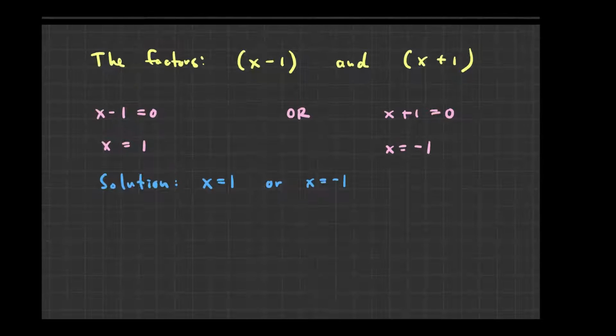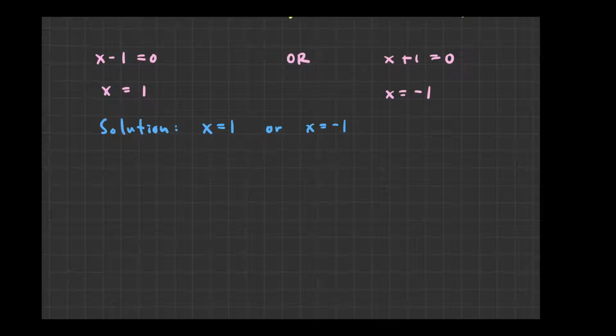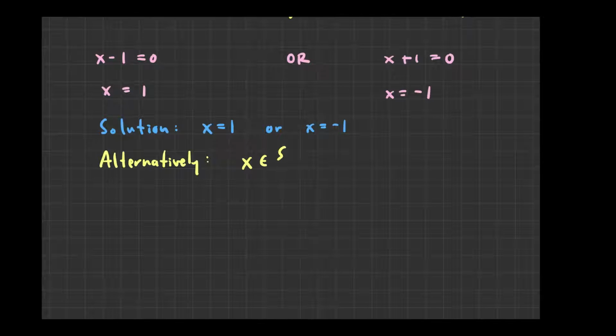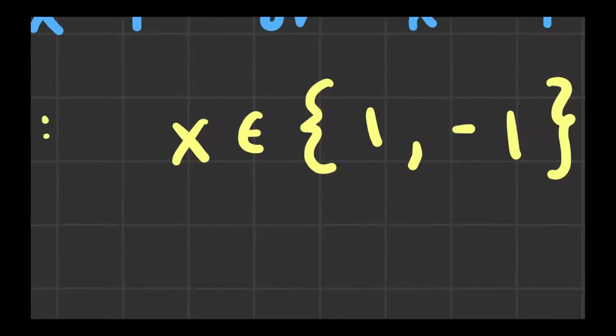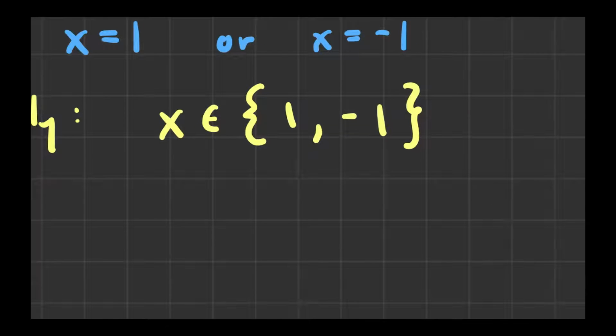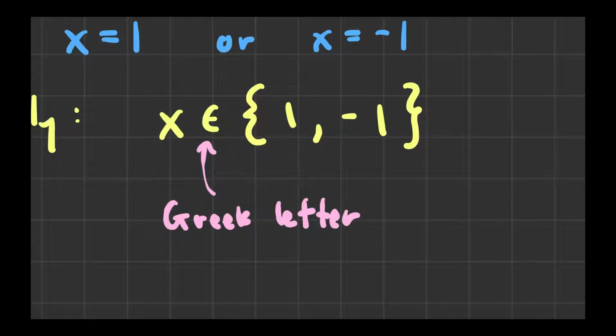Another way of writing it, I'll write, alternatively, we could say that x is an element of the set 1, comma, negative 1, and then we would close the set. That symbol is a Greek E, or an epsilon. I should have a capital letter actually. So that is a Greek letter epsilon.